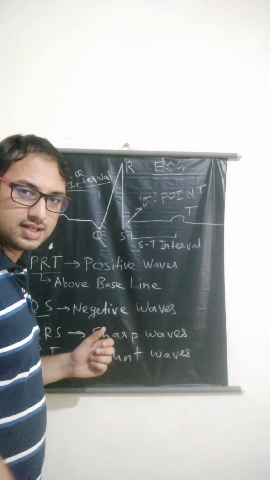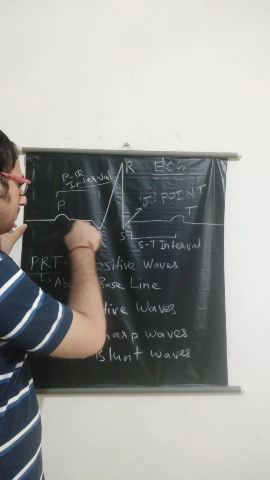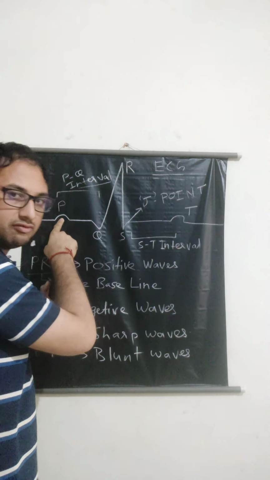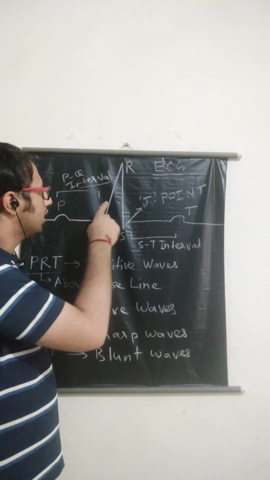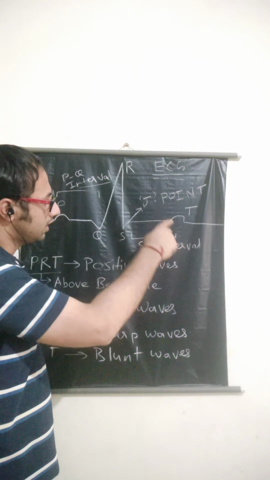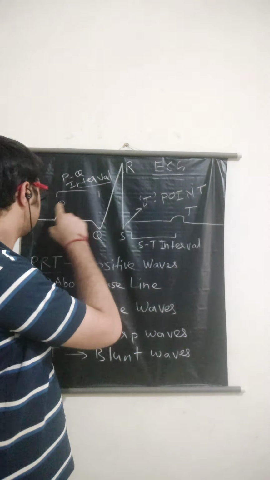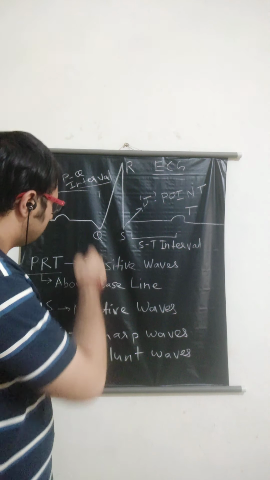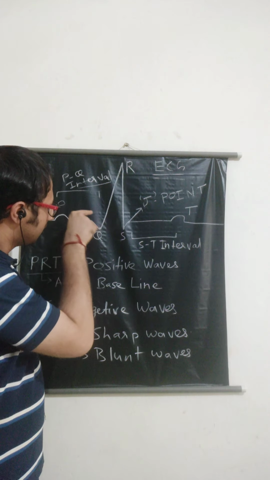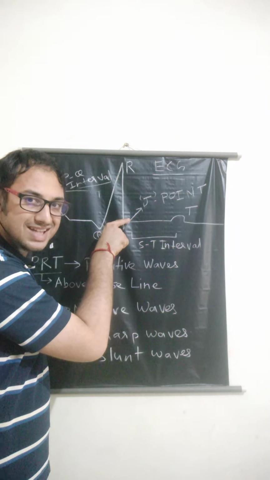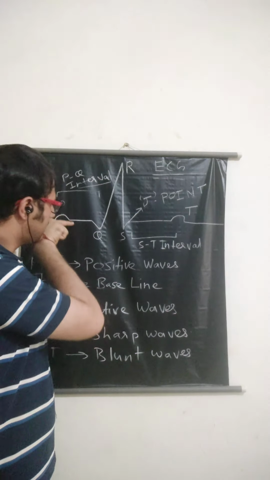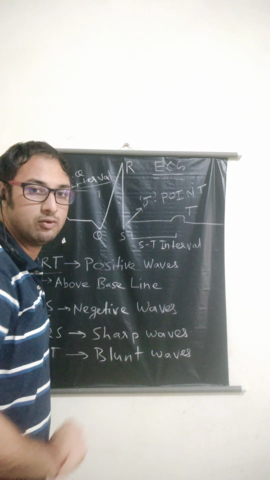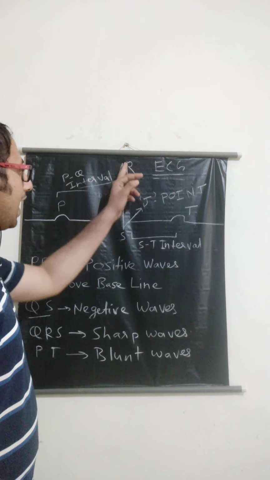So here, suppose this is the baseline. Now above this baseline which wave is there? P wave. Then above the baseline R wave, and above the baseline T. So this P, R and T wave are called positive waves. Now one more thing, this Q wave is below the baseline, and this S wave is also below the baseline. So Q and S are below the baseline, so these are called negative waves in ECG. Positive waves are P, R and T.